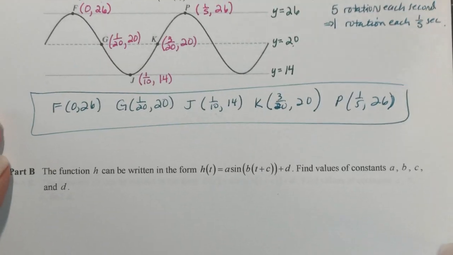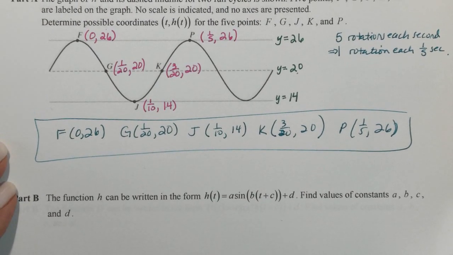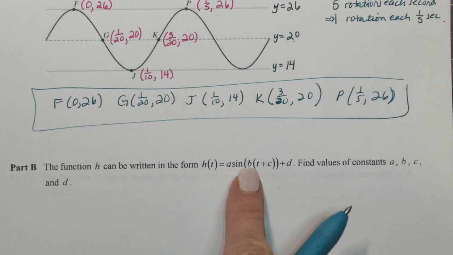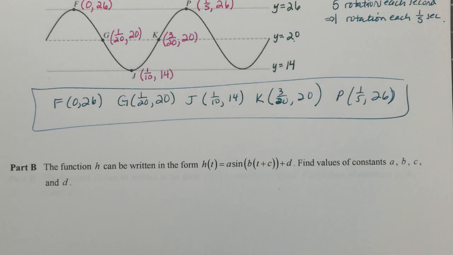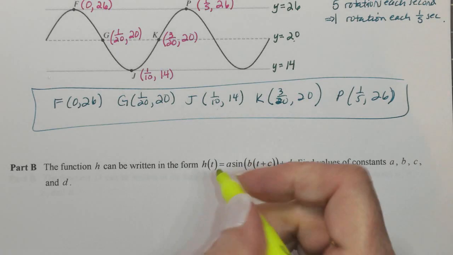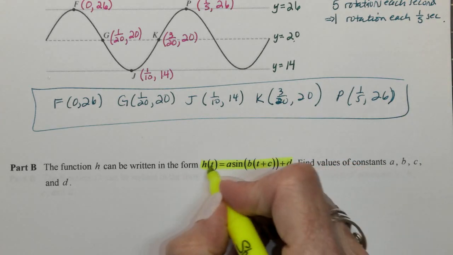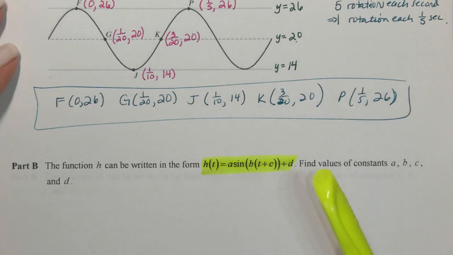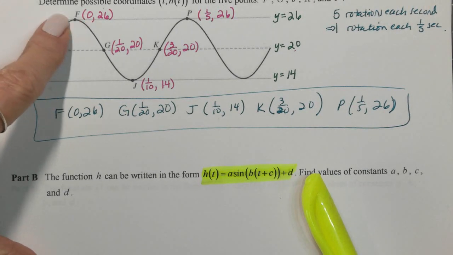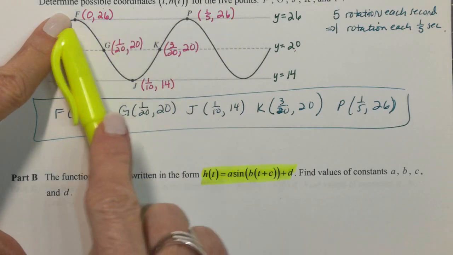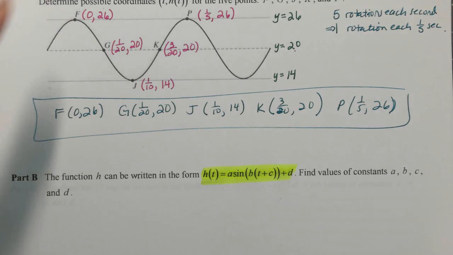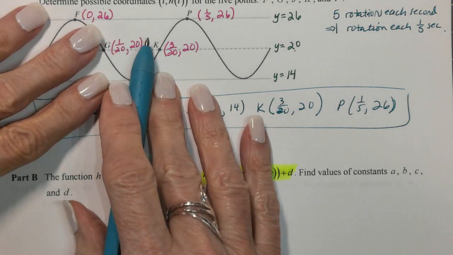Alright, let's go to part B. So this is the part where we are now going to name the A, B, C, and D values for the equation of the function. The equation that they give me has a sine in it. So I need this to be a sine curve. My preference would be a cosine curve, because then I could start here at F. But they make me do a sine.